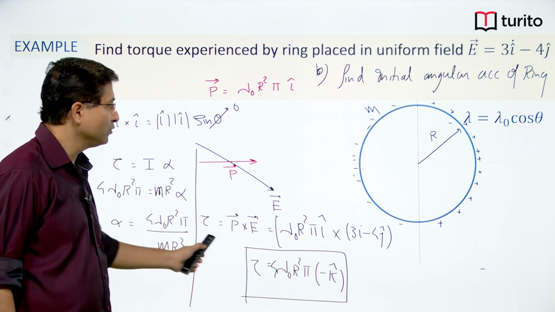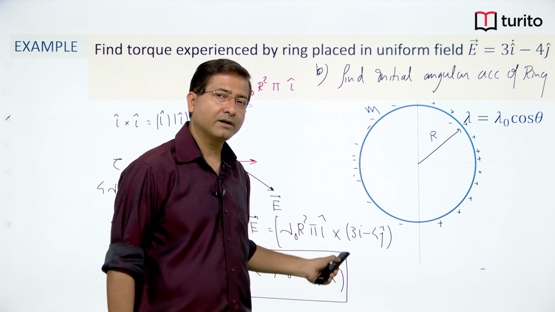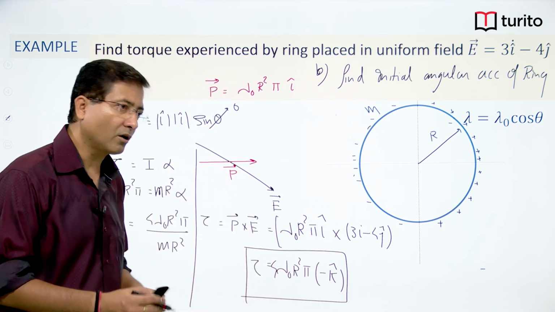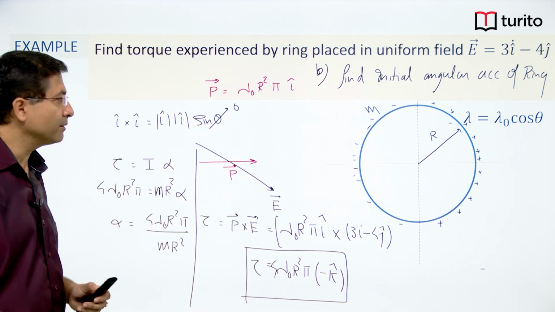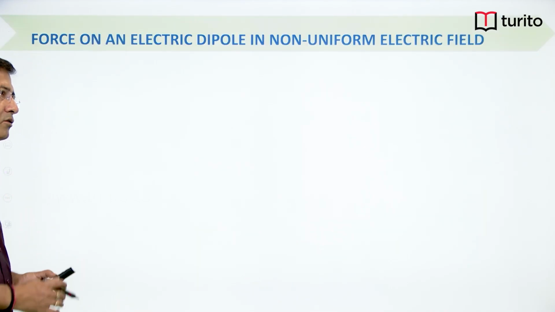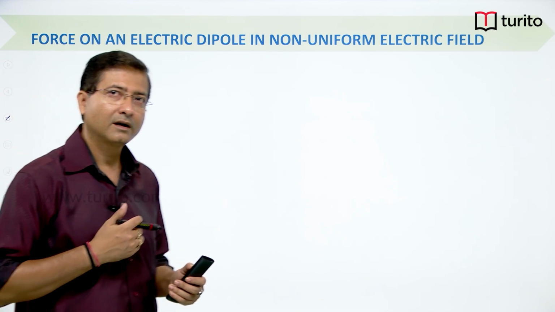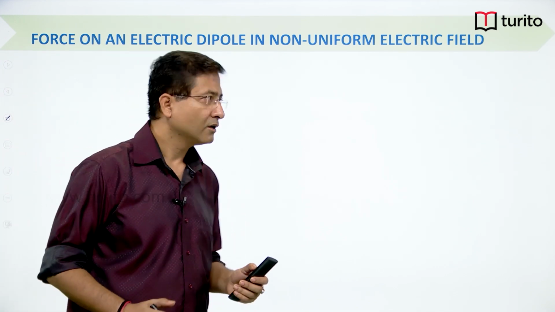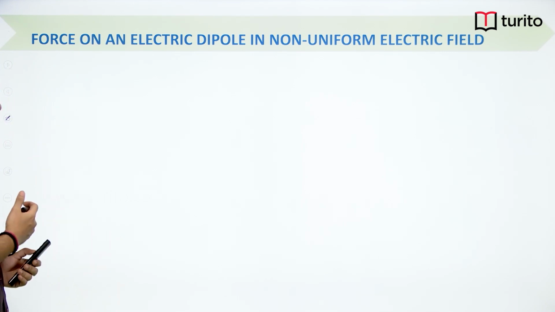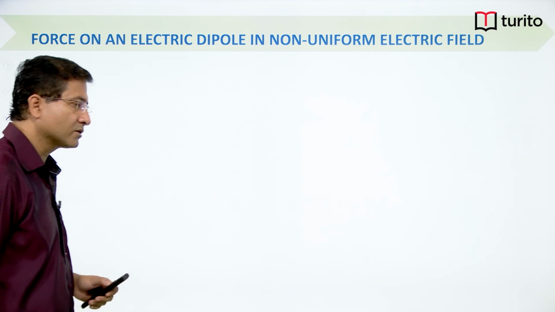So using the concept I can find out the torque, and from torque I can give the answer of the remaining questions. So this is all about what we have for the x direction, when the field is uniform: how to find out torque, how to find out force.